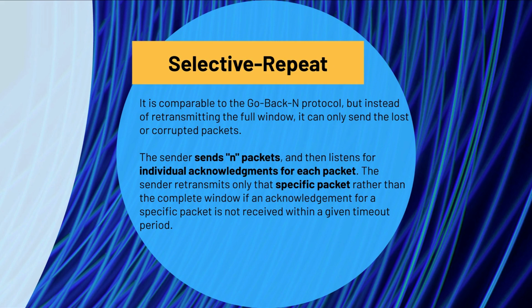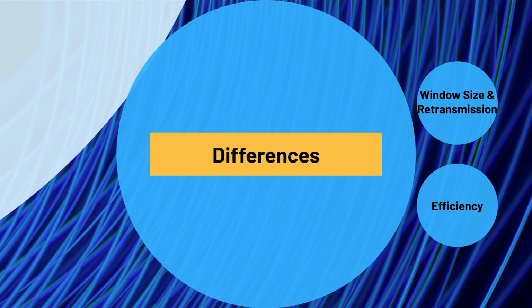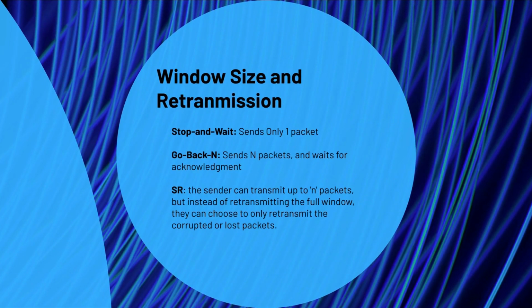Now let's look at the differences between all these protocols. Window size and retransmission. Stop and wait can only send one packet at a time. Go back n sends n packets and waits for acknowledgement. In SR, the sender can transmit up to n packets, but instead of retransmitting the full window, it can choose to only retransmit the corrupted or lost packets.